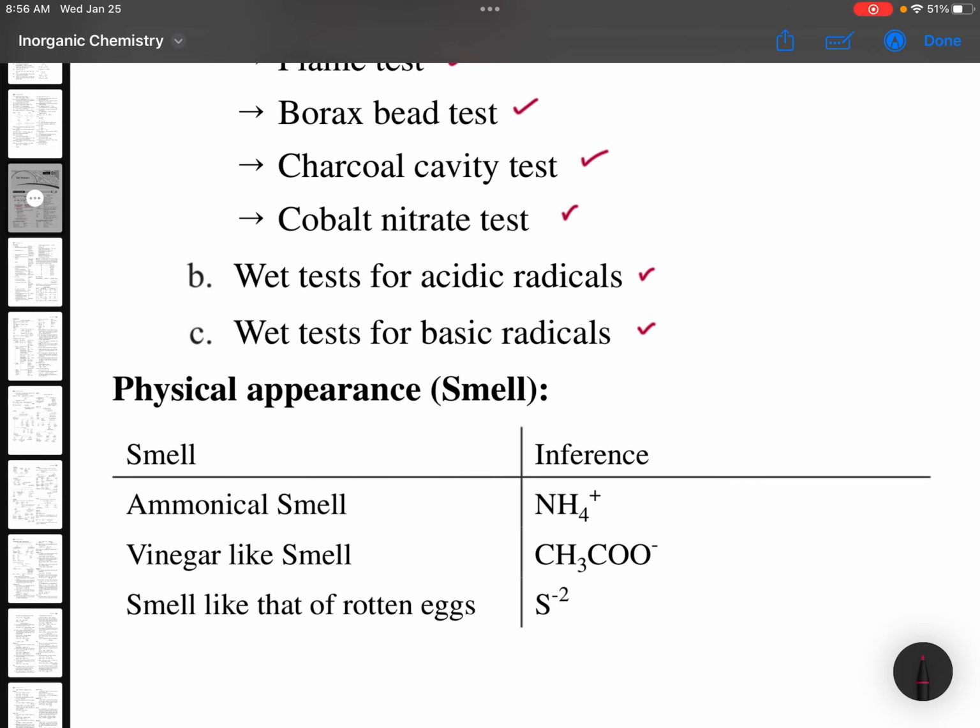First we will go for physical appearance. This we will make in a few videos, like 10-15 videos. One by one we'll discuss all this. First, ammoniacal smell, if it is there, that is an ammonium salt. What is ammoniacal smell? It's very simple.